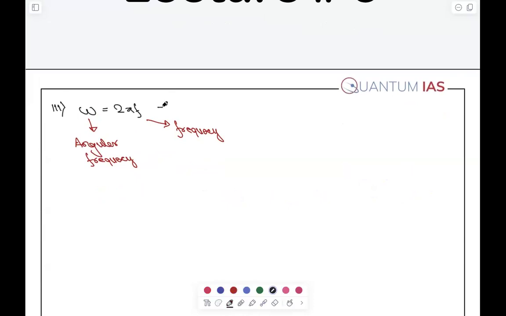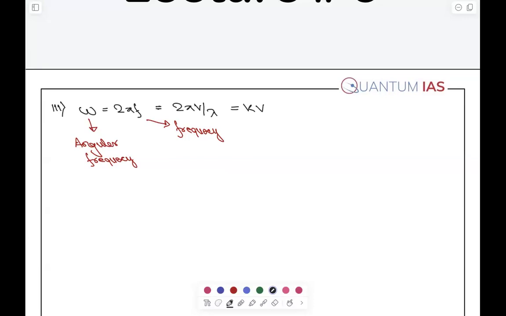So omega is equal to 2 pi f. Can I write what is f? What is f? f is v by lambda. Yes or no? Yes. So omega is 2 pi v by lambda. What is 2 pi by lambda? K. Omega is equal to k v. Already we have used that one.